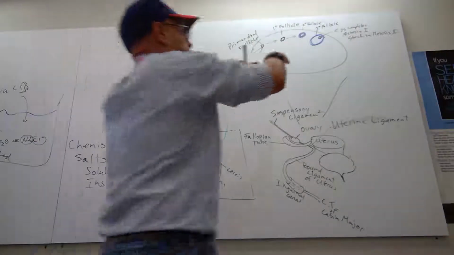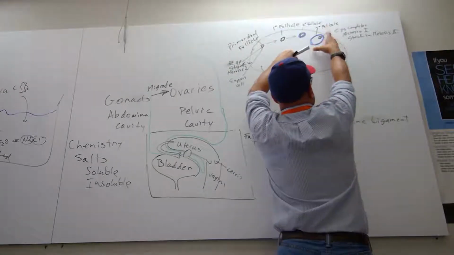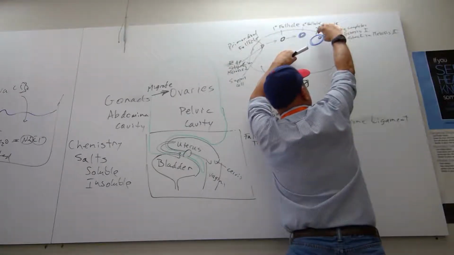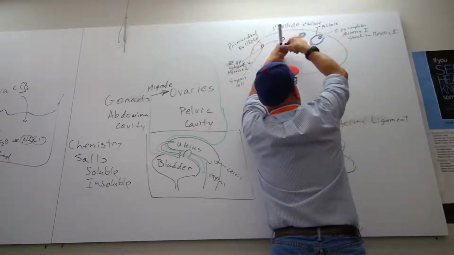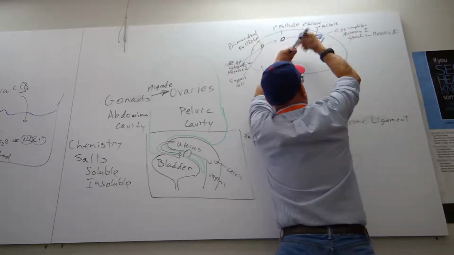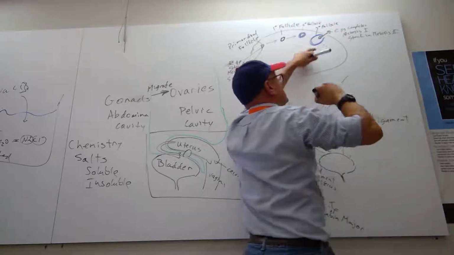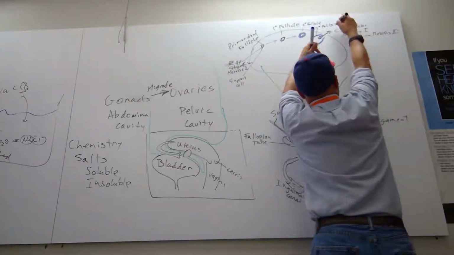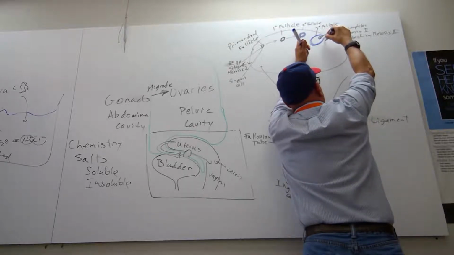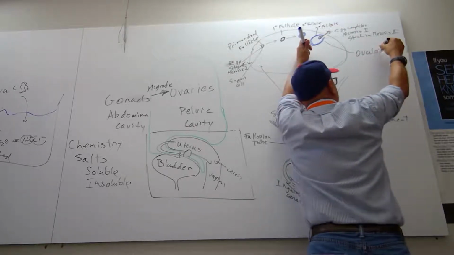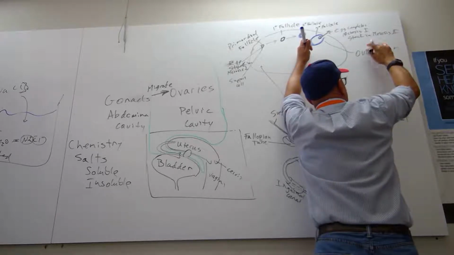So what happens? The fluid builds up, and the tertiary follicle comes close to the surface of the ovary, and then it merges, and the egg gets expelled. And they call that what? What do they call that? The expulsion is called what? Ovulation. Egg expulsion.